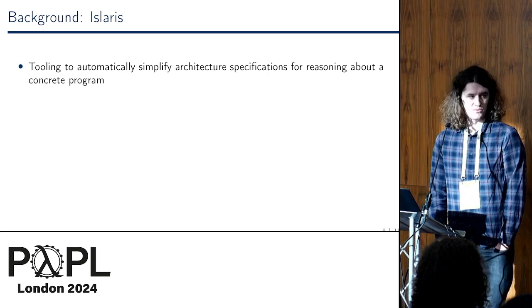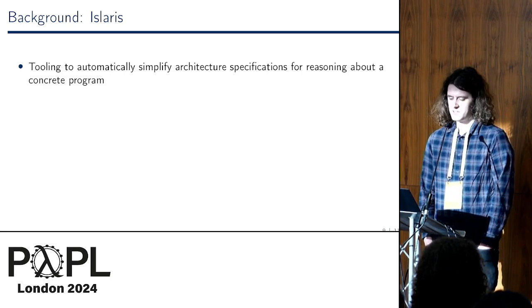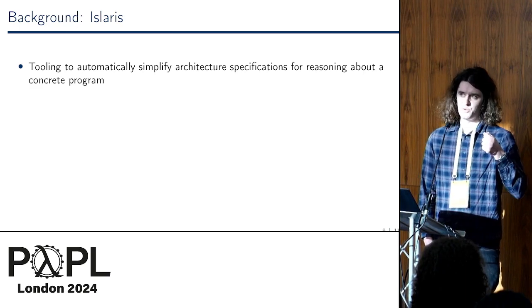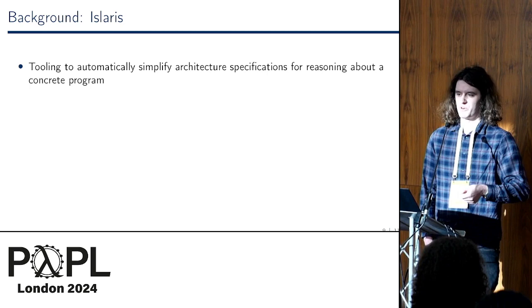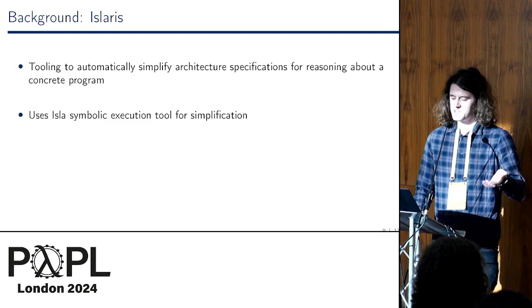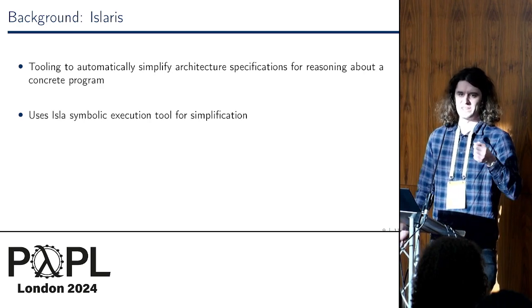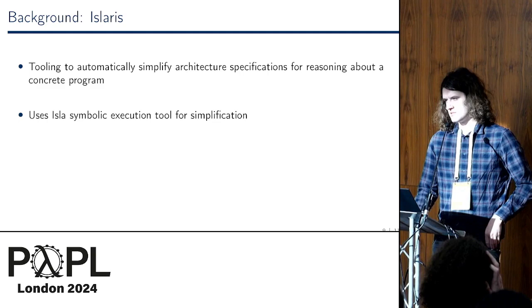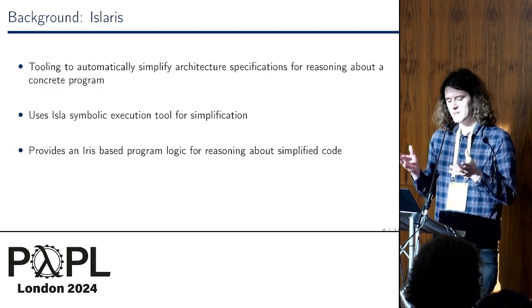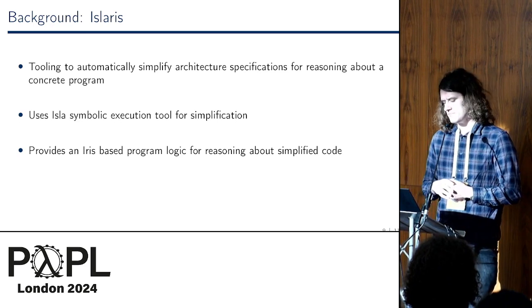Laris is a piece of work done by Michael Samler and myself a couple of years ago. It's a collection of tooling to automatically simplify architecture specifications if you're trying to reason about a particular concrete program. The general idea is that we use symbolic evaluation and an SMT solver to throw away most of the specification that you don't care about for the particular program you're trying to reason about. And Laris provides a relatively nice-to-use Iris program logic for reasoning about that code post-simplification.